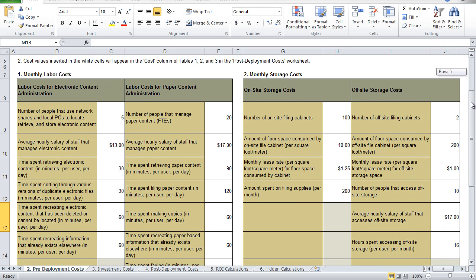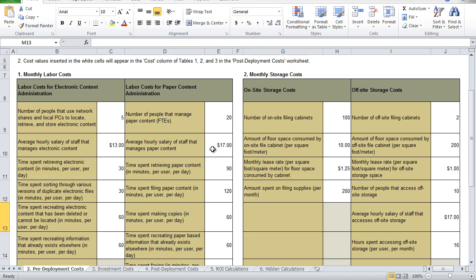So if we start at the top left, you see there's 2 sections. One is all the labor costs regarding electronic content and how that's administered, and then on the right hand side, the costs for paper content administration. And in this case, this client had a lot more people dedicated to dealing with the physical paper. This was an organization looking to go a little bit more paperless or paper light in their office, and while they had some people that were responsible for electronic content in terms of storing information, retrieving files, you can really see that on the right hand side, that's where all their time was being spent.